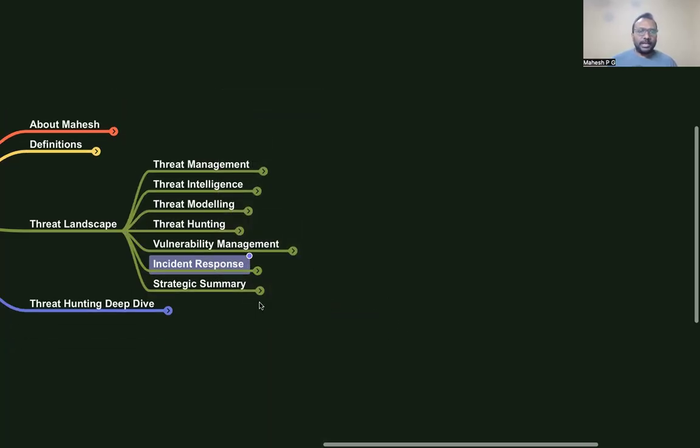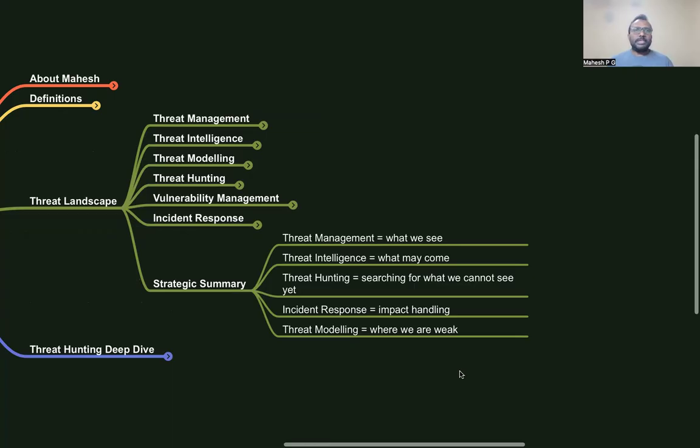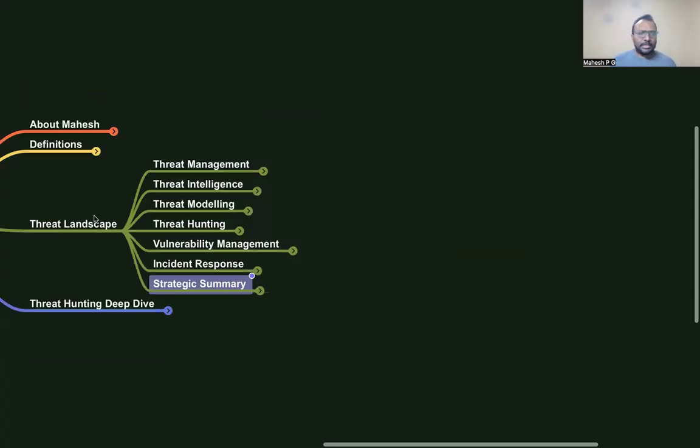And in very short, in summary, threat management is what we see. Threat intelligence is what may come. Threat hunting is proactively hunting the things which the detection systems and defensive systems might have bypassed. Incident response is how the impact can be handled. And finally, threat modeling is where we are weak and how we can patch and harden that, or make those changes so that an attacker will not exploit that weakness and vulnerability. This is the basic thing about the threat landscape.